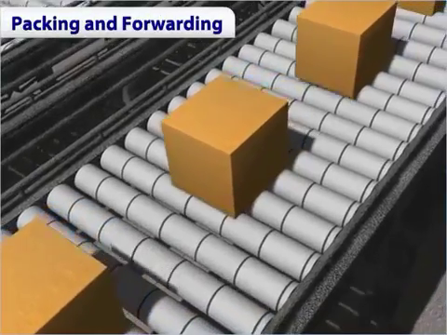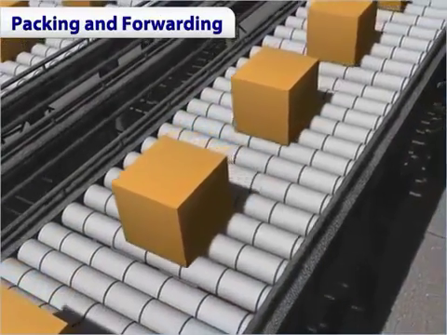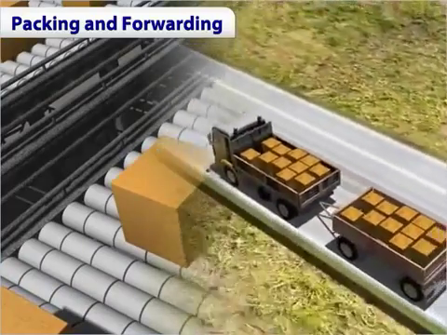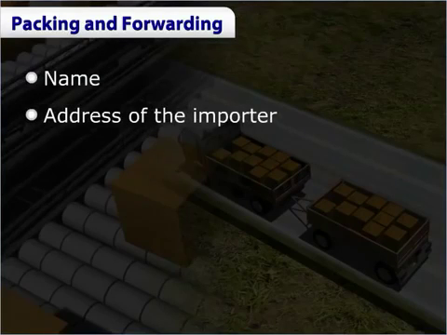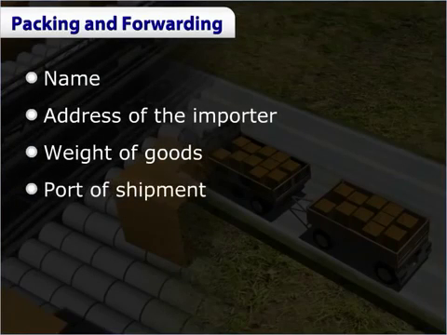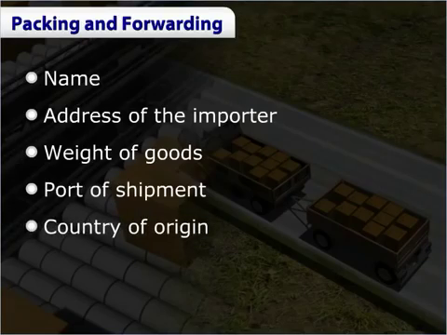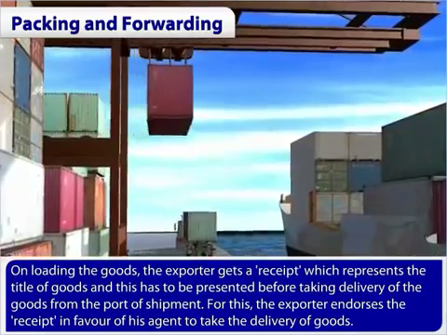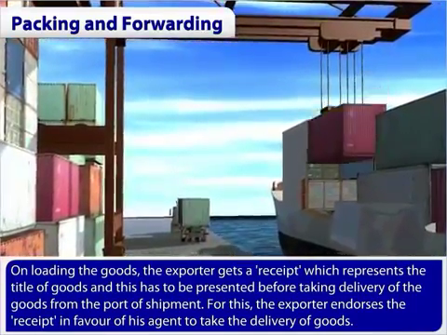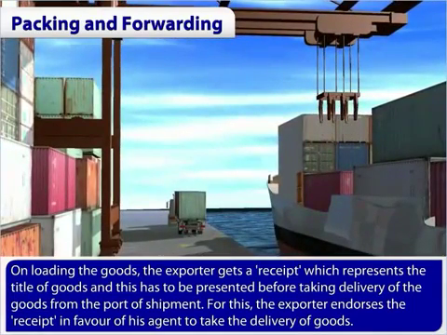Packing and forwarding. Goods are then properly packed and transported to the port with necessary details about the name and address of the importer, weight of goods, port of shipment, country of origin, etc., on them. On loading the goods, the exporter gets a receipt which represents the title of goods, and this has to be presented before taking delivery of the goods from the port of shipment. For this, the exporter endorses the receipt in favor of his agent to take the delivery of goods.